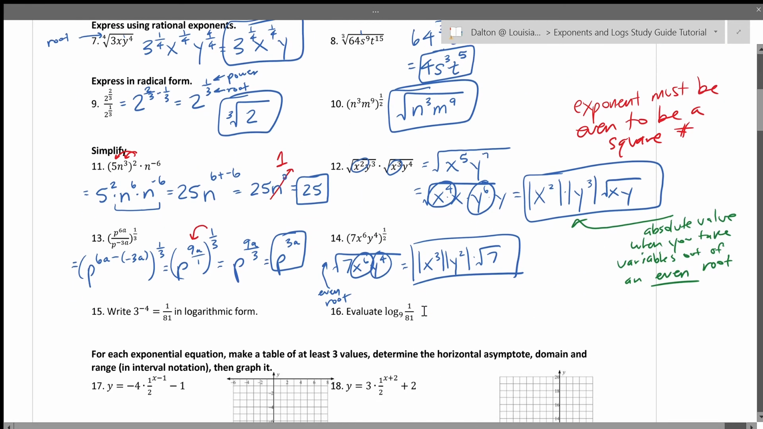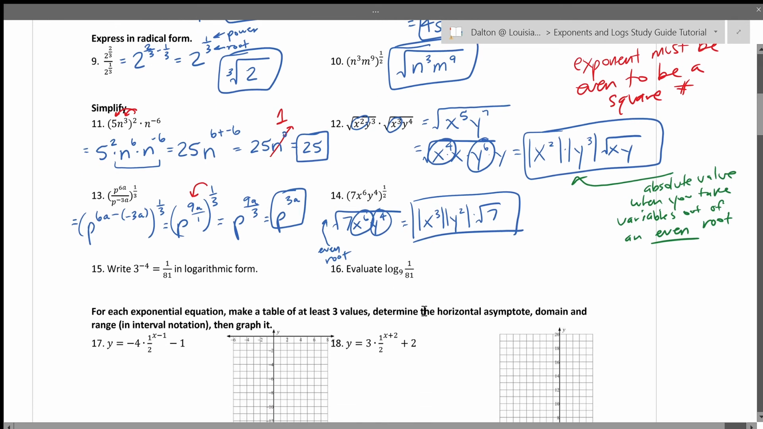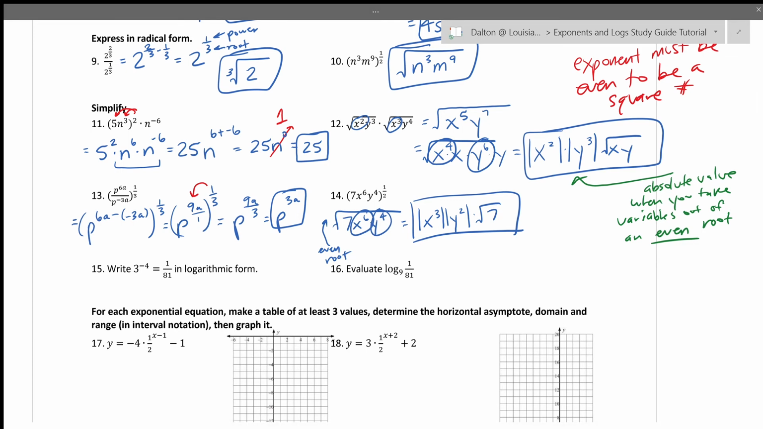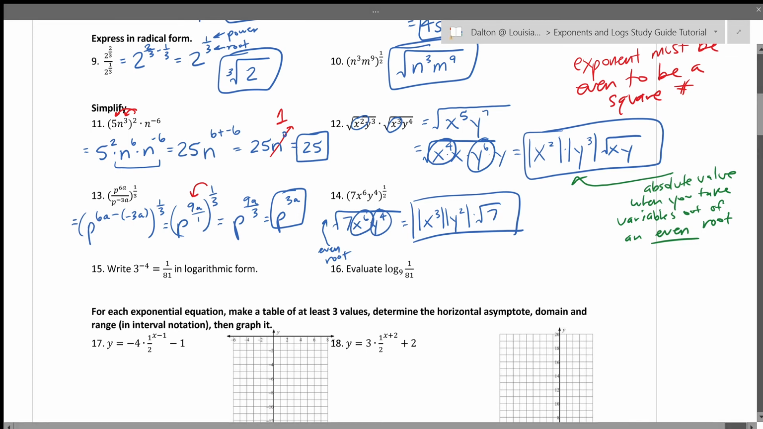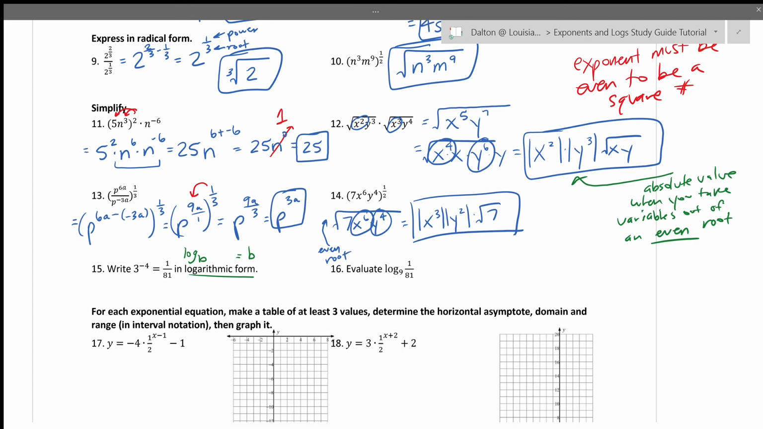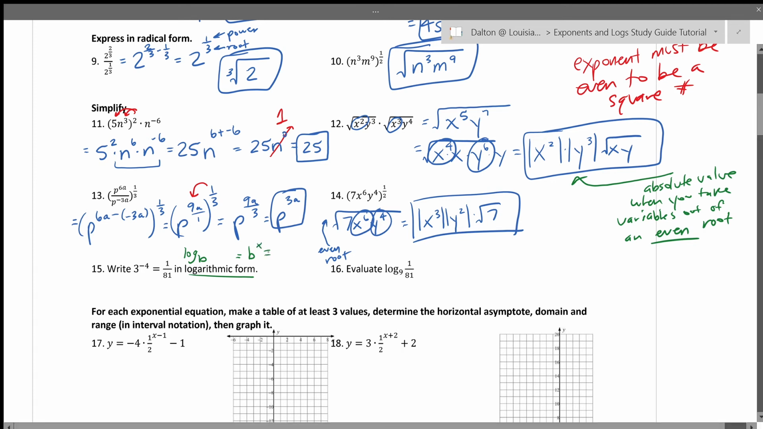Number 15, write 3 to the negative 4th power equals 1 over 81 in logarithmic form. So the thing you need to remember here is how to switch from logarithmic to exponential. Actually, let me go backwards. If I have b to the x power is equal to a, and I don't remember which variables I used in your notes, so I apologize if these are different, then it is interchangeable with logarithmic form.